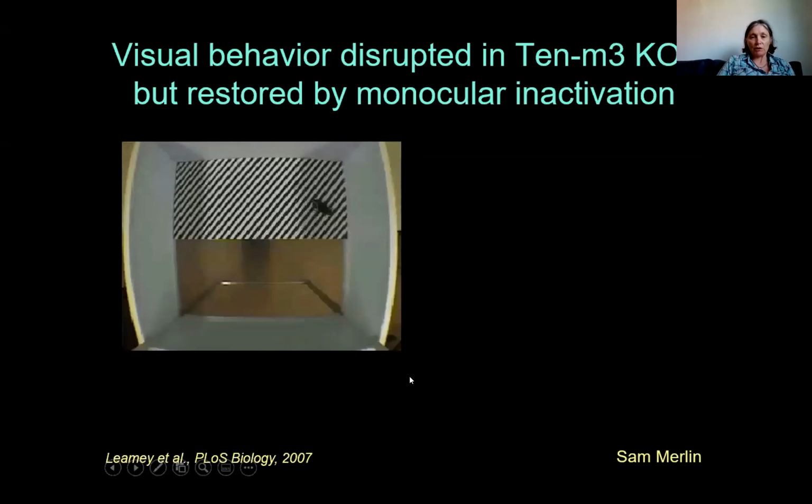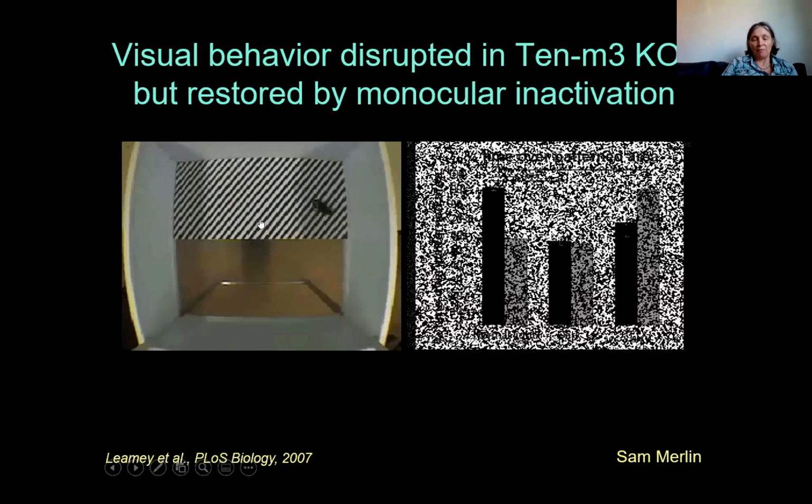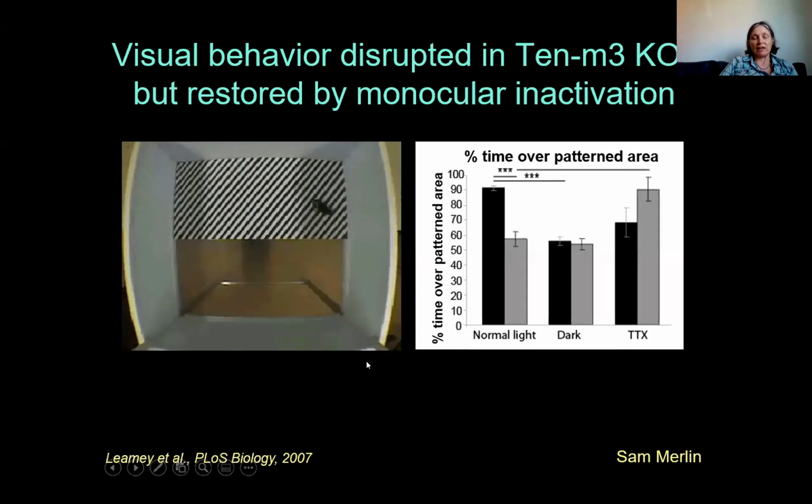When Sam Merlin was in my lab many years ago now, one of the first things we did was to have a look at this using what was known as the visual cliff test. I'm just using this as a sort of bouncing ball to where I'm going next. What Sam did was to put the knockout mice into a box that had a clear perspex space and one half had a striped pattern. And basically he looked to see, did the knockout mice behave as if they could see that striped pattern.